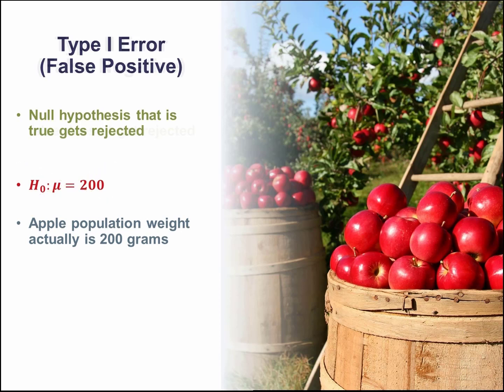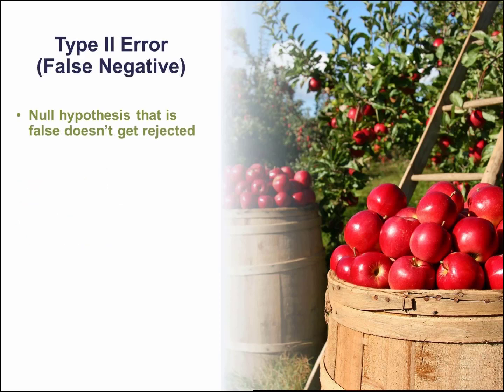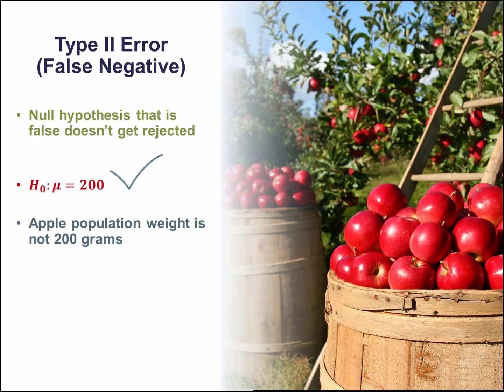Another type of error is a type 2 error, which happens when a false null hypothesis is not rejected. This is also known as a false negative. In the case of the apple orchard, a type 2 error occurs when the mean weight of the apple population is not 200 grams, but for some reason, we did not reject the claim that it was. Now, in general, type 1 errors are considered more consequential than type 2 errors.